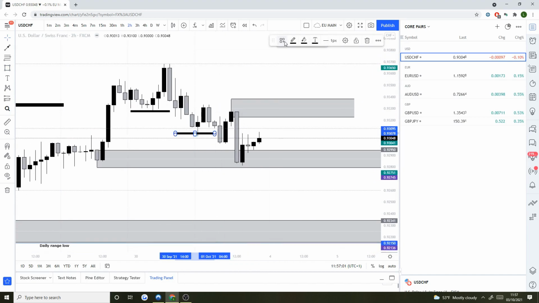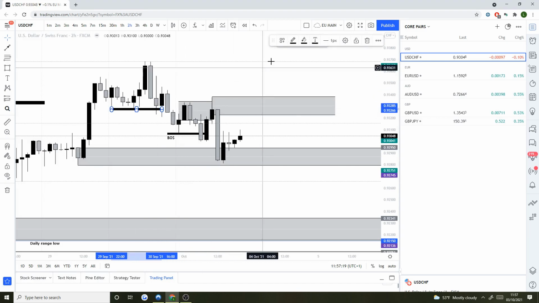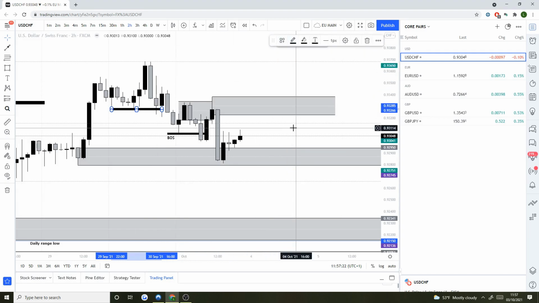And then what we do actually have is the mitigation. So this POI here, this order block which caused the break structure, gets mitigated here. And as well in the sense that this one and that wick there mitigates this one. So we do actually have a bearish order flow on the 2 hour USD CHF.